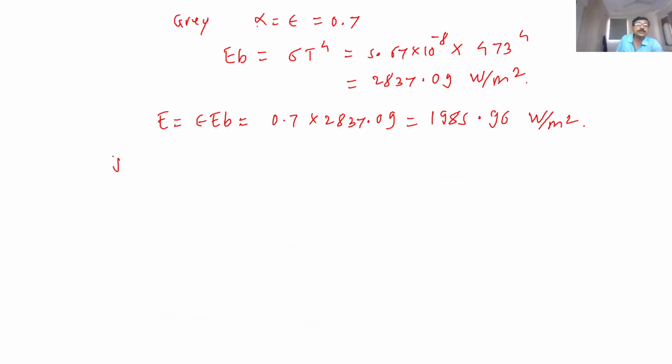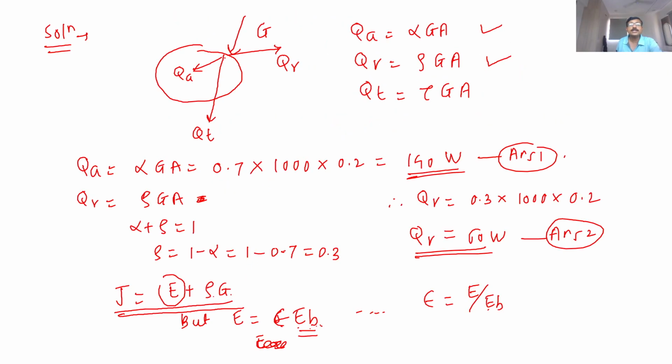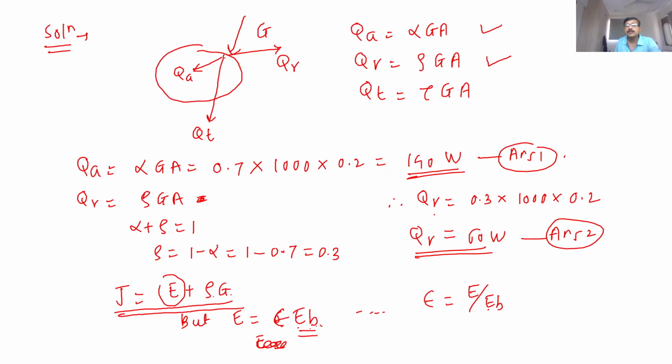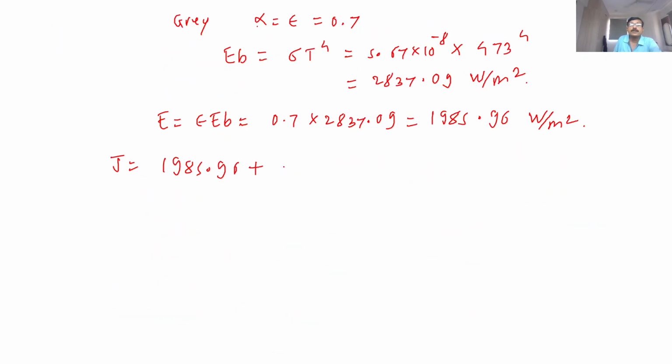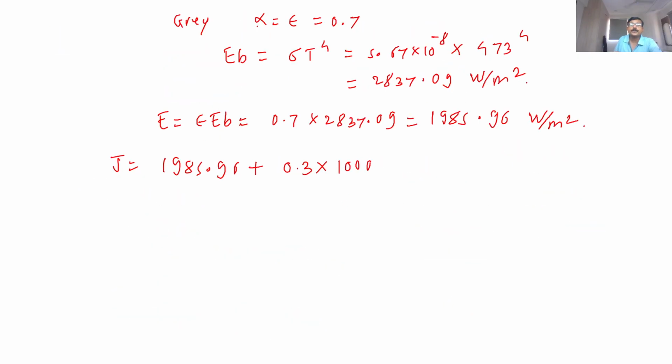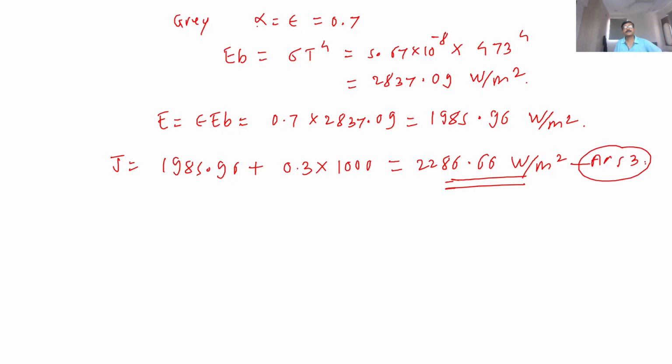So J is equal to, what is the value of E? 1985.96 plus rho G. What is rho? Somewhere I have calculated, rho is 0.3. So 0.3 into G. G is how much? 1000. So the answer of radiosity is coming as 2286.66 watt per meter square. So this is your answer number 3.